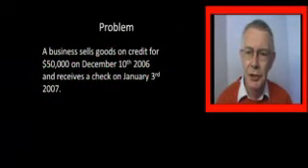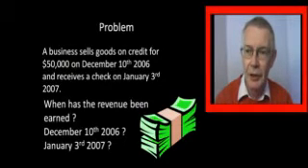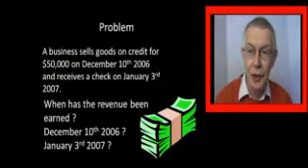A business sells goods on credit for $50,000 in December 2006 and receives a check in January 2007. When has the revenue been earned? In 2006 or in 2007?